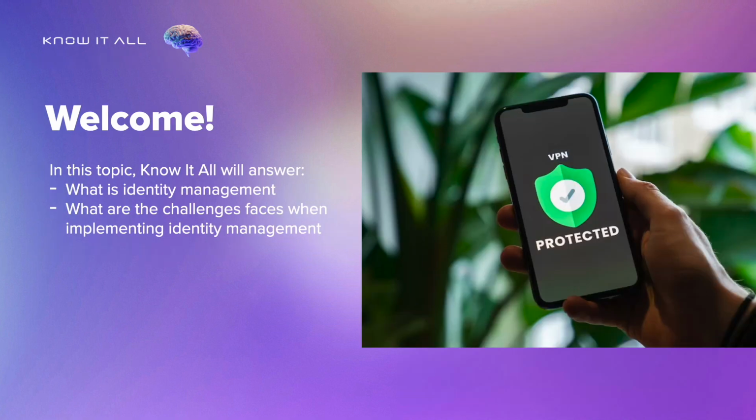In this topic, Know It All will answer: what is identity management? What are the challenges faced when implementing identity management?